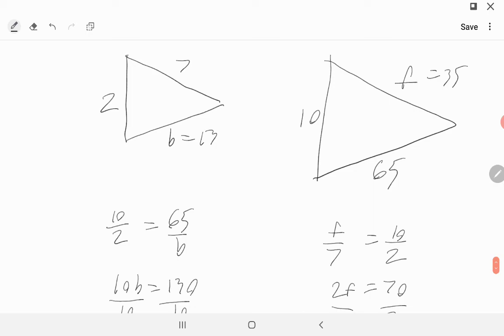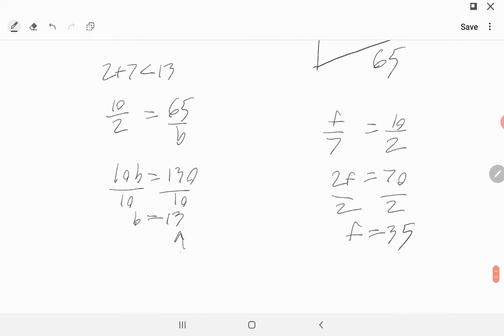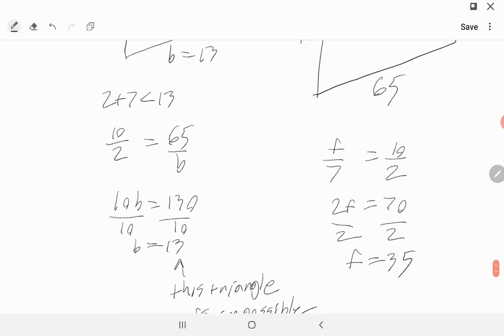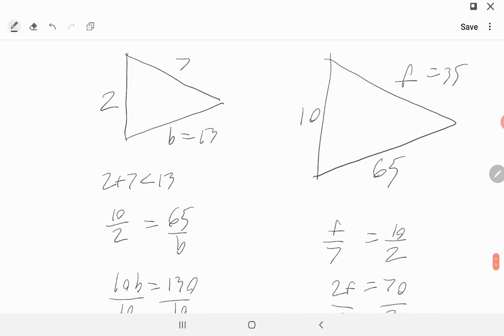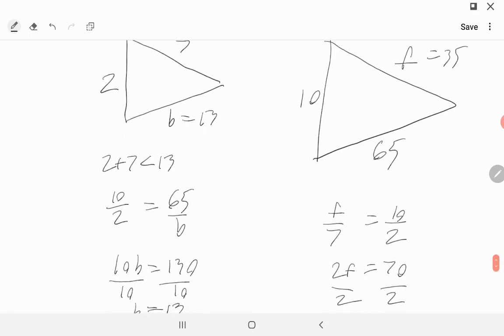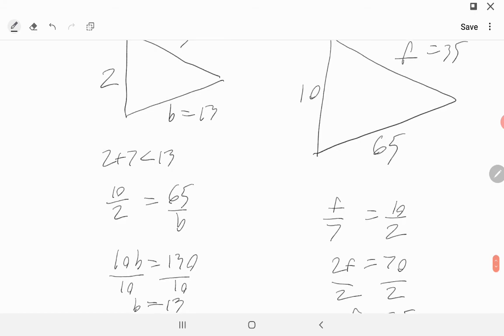We notice 2 plus 7 is less than 13. So it turns out we can never actually make a physical triangle that has these dimensions. So that means this triangle is impossible. Again, that's not something you're likely to see on an exam question, but it's worth being aware of if you take further coursework in geometry or trigonometry. You'll occasionally come across cases of triangles that have various labels, but it's really easy to create a triangle that is physically impossible to actually make.